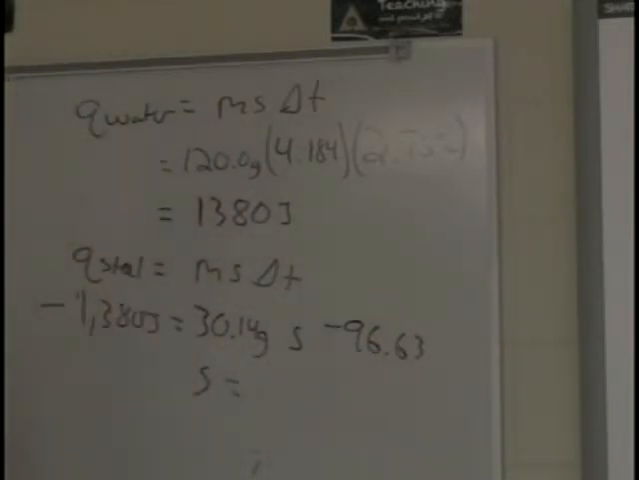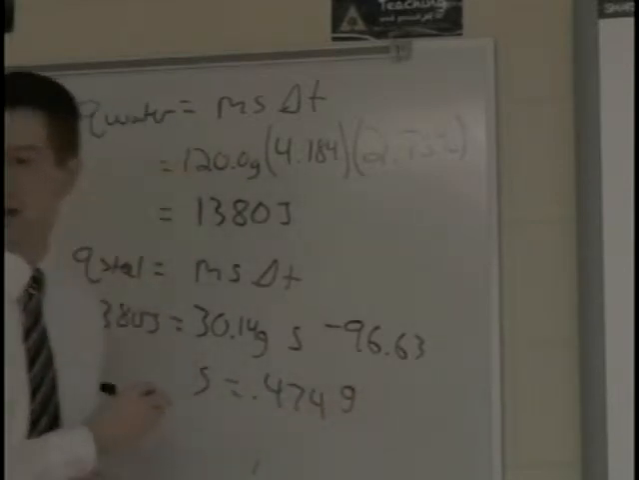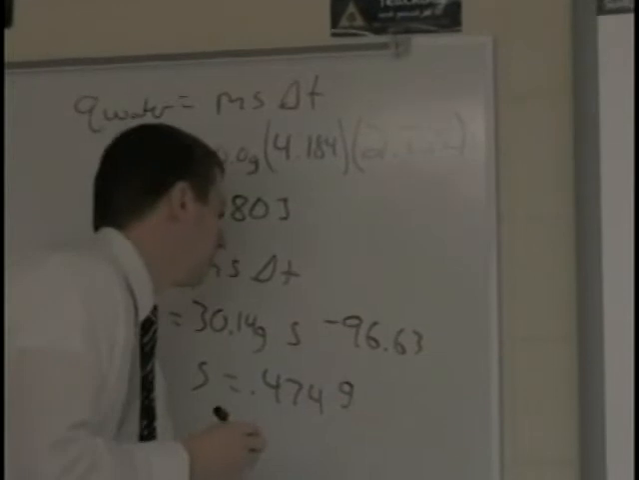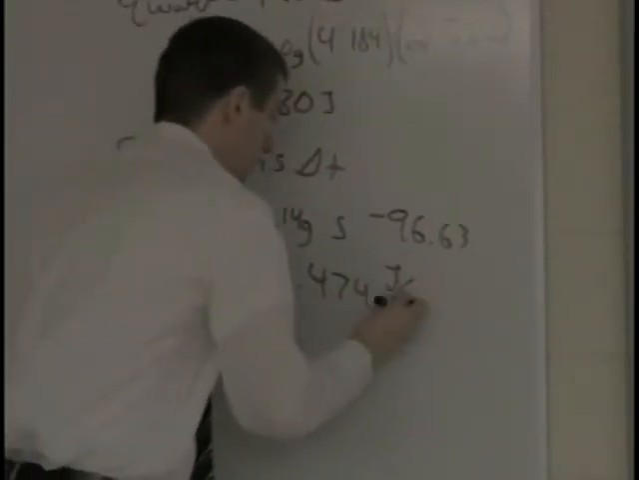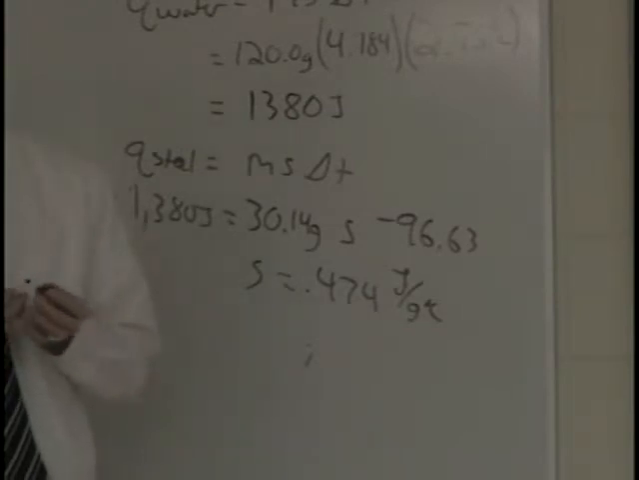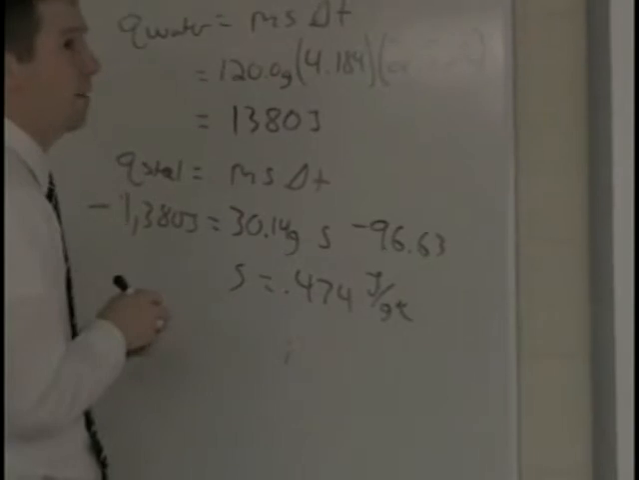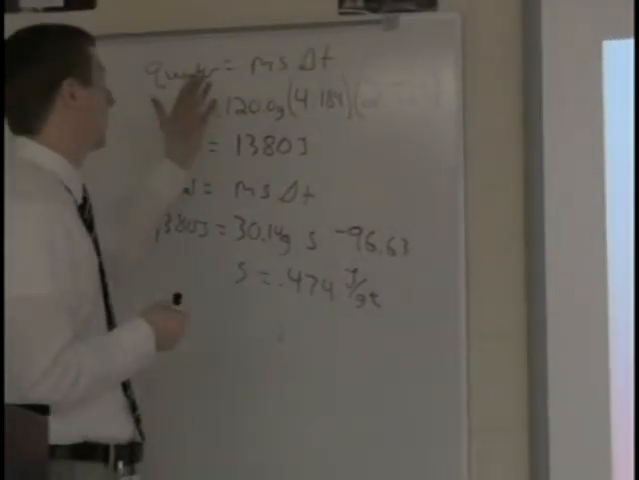Solve for S, I get 0.474, and that's going to be joules per gram degree Celsius. This is the more typical calorimeter problem that we went over in class. But again, keeping that idea of first law of thermodynamics of the Q of one thing, Q of the other.